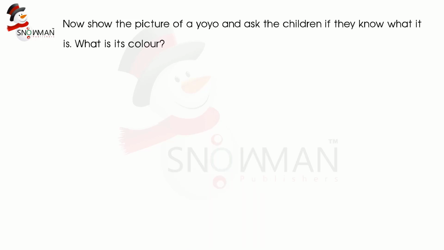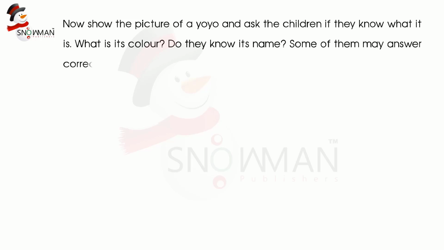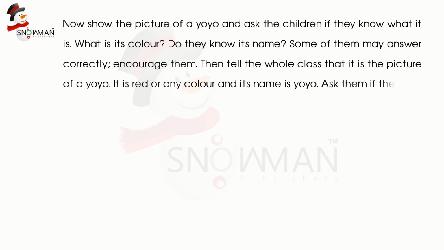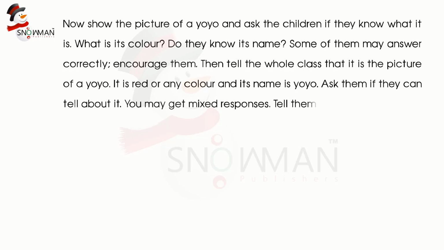What is its color? Do they know its name? Some of them may answer correctly. Encourage them. Then tell the whole class that it is the picture of a yo-yo. It is red or any color, and its name is yo-yo. Ask them if they can tell about it. You may get mixed responses. Tell them that yo-yo is a toy.